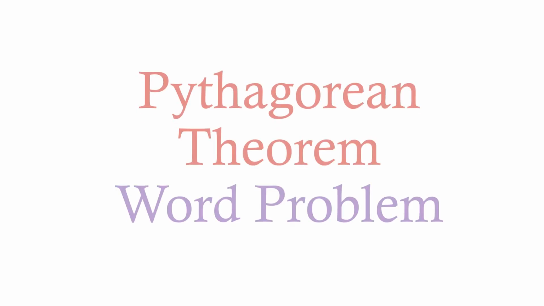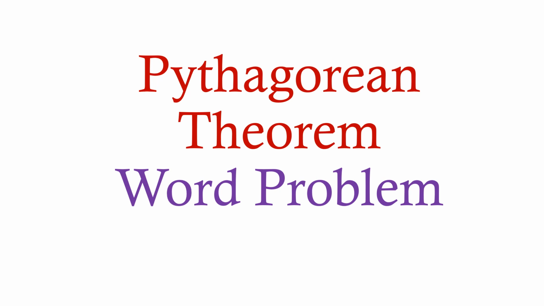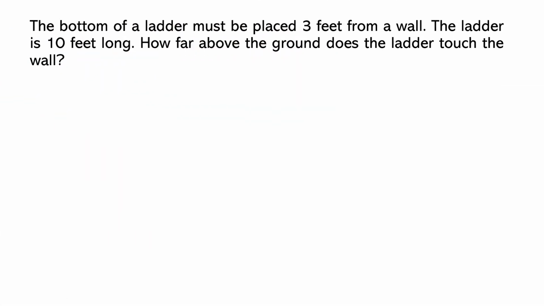So in this video, we're going to talk about Pythagorean Theorem word problems. Alright, so here's the problem. The bottom of a ladder must be placed 3 feet from a wall. The ladder is 10 feet long. How far above the ground does the ladder touch the wall?